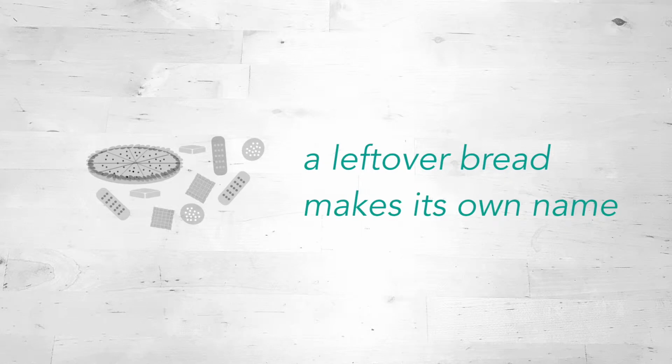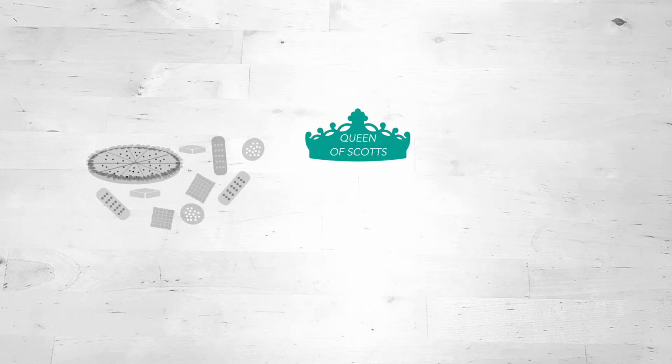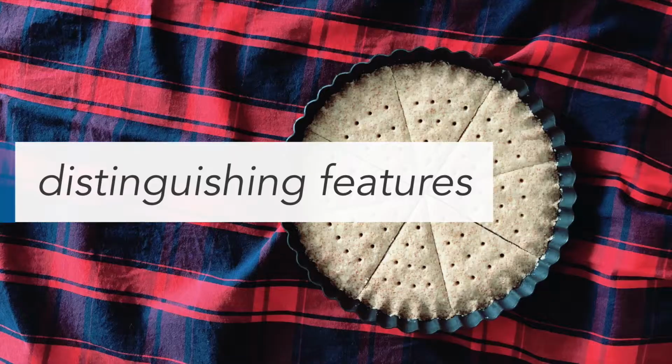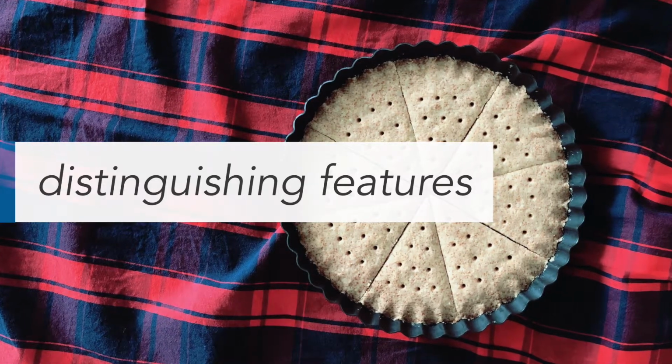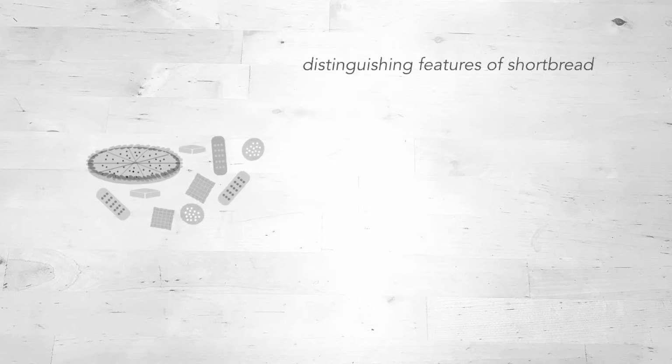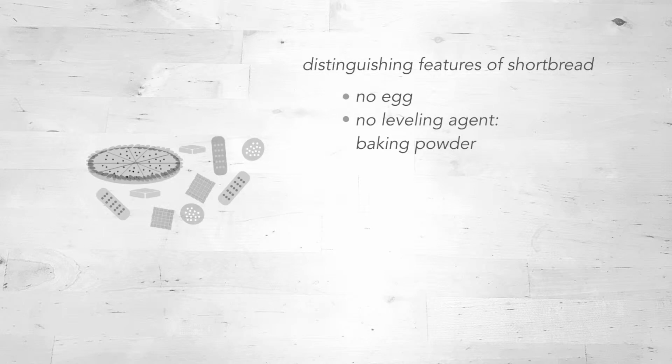Also, with French influence brought from Mary, Queen of Scots, it has been a very popular souvenir from Scotland. Shortbread has several distinguishing features worth mentioning. First, it has no egg. Second, it has no leavening agent, such as baking powder or baking soda. And third, it has a high portion of butter, which is good for keto.